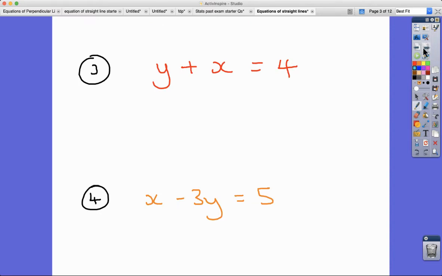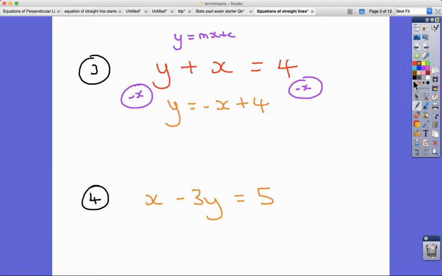Okay. All right, next. Okay, same sort of idea. Now I just haven't got the y on its own on this side. It's usually y equals mx plus c. So whatever's on the left-hand side that shouldn't be, I'm going to move to the other side. In this case, it's x. So I'm going to subtract x from both sides of the equation to be balanced. And so what I get is y equals negative x plus 4. And from here, if I was asked what the gradient value is, it's negative 1. That's the number in front of the x term. And the y-axis intercept here is 4.